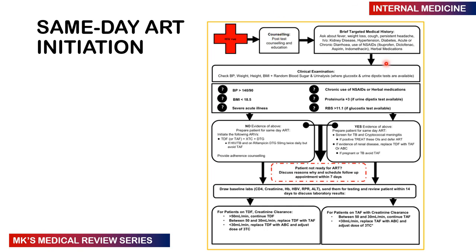Get a brief history, ask them about fever, weight loss, cough, persistent headaches, history of kidney disease, hypertension, diabetes, acute or chronic diarrhea, use of NSAIDs like ibuprofen, diclofenac, aspirin, and indomethacin, or any use of herbal medication. Get a clinical examination, check this patient's BP, their weight, their height, their BMI, and of course do a random blood sugar and a urinalysis.